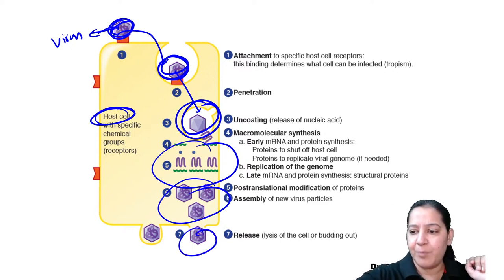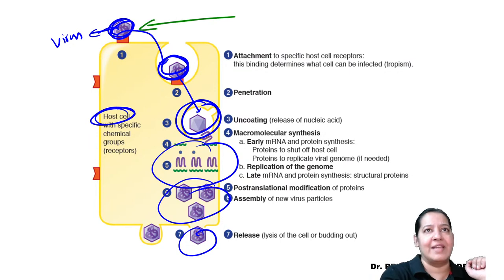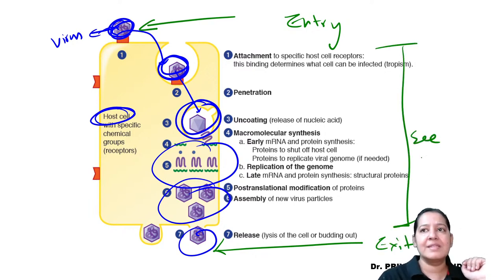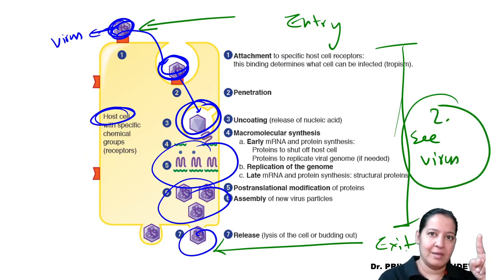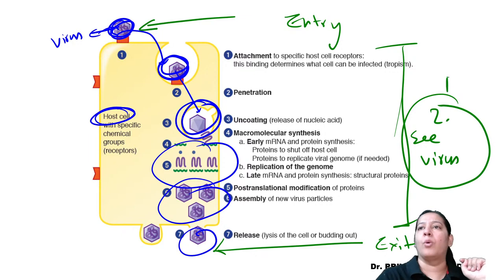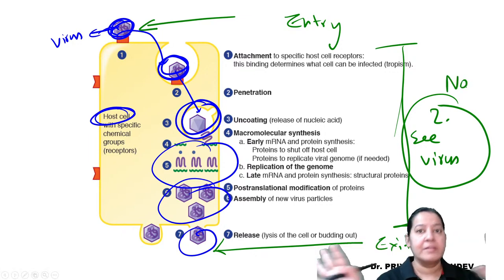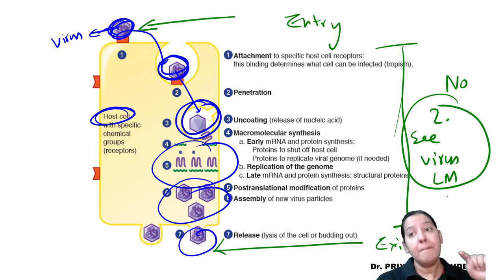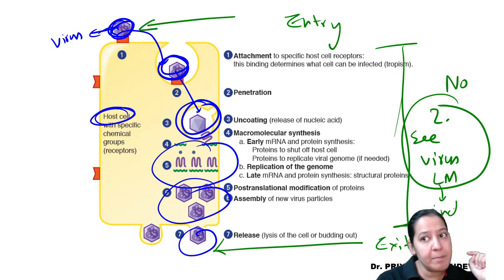Now see this point. At this point, the virus is entering, and at this point, it is exiting. This is the entry of the virus and this is the exit of the virus. In between, can you see the virus inside the host cell? No, the answer is no. The virus becomes invisible inside the host cell. You can't see a virus using a light microscope, but you can see inclusion bodies in between.